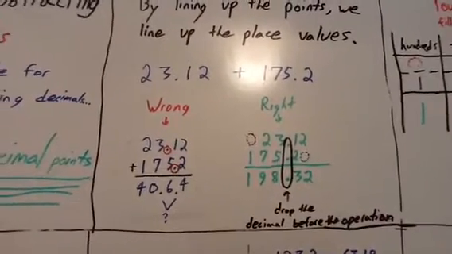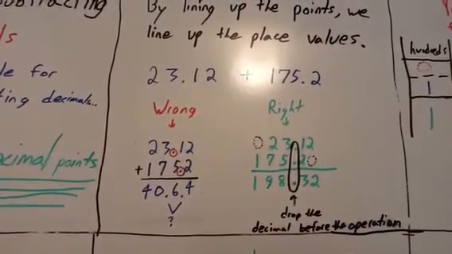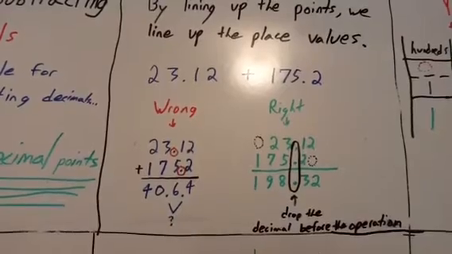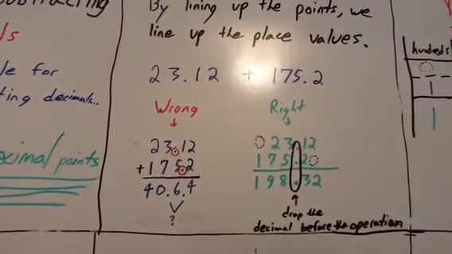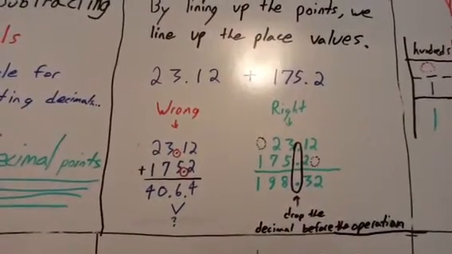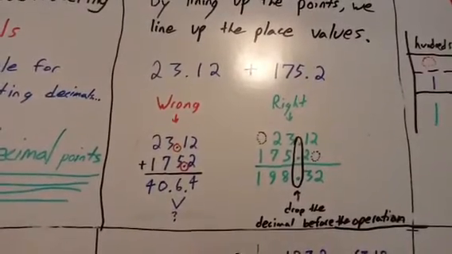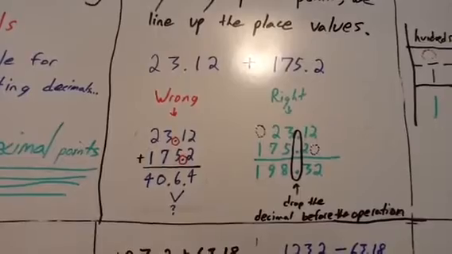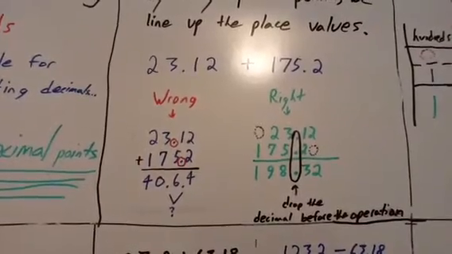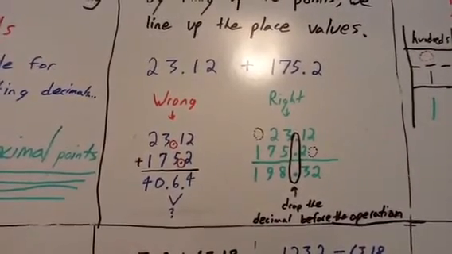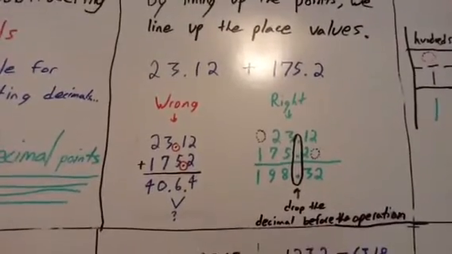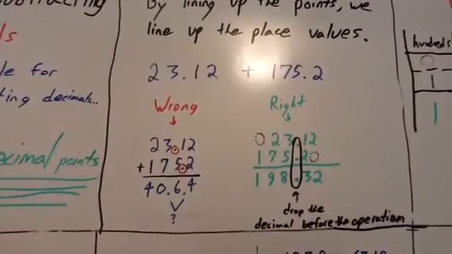Notice that in this method, I have 2 stacked above the 1, 3 stacked above the 7, 1 stacked above the 5, and 2 stacked above the 2. Just because both sets of numbers have 4 digits does not mean they are following the right place value. You always need to line up numbers based on the place value. So when we tell you line up a number based on the decimal point, we're really telling you to line up all the place values together.